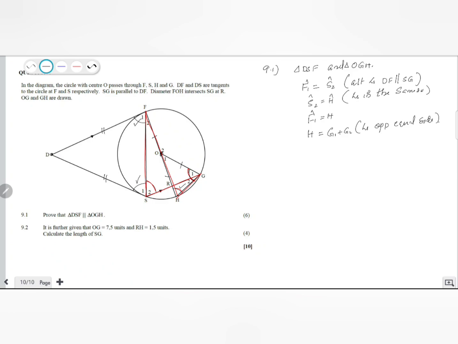H is equal to G1 plus G2. Similarly, we know that DF is equal to DS. What is the reason? Tangents from the same point.